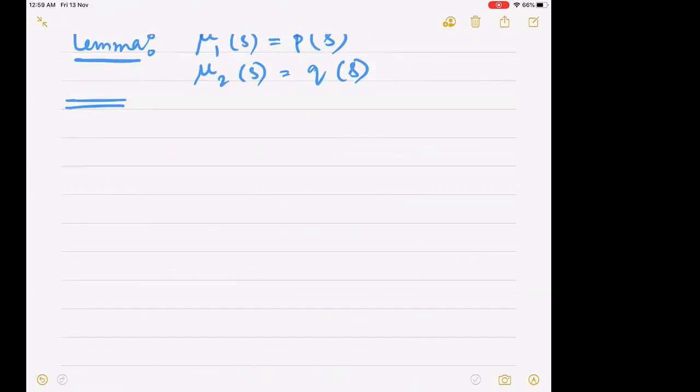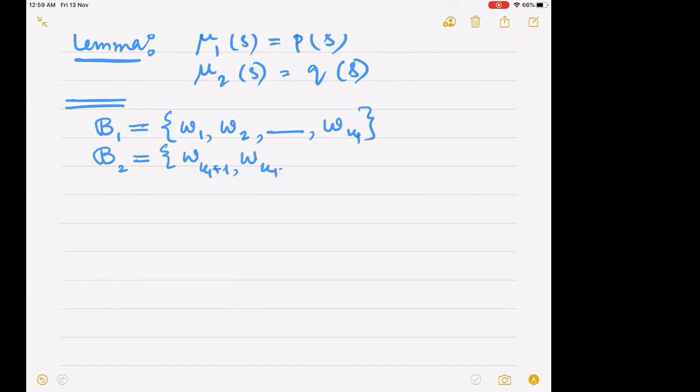Say this basis B1 that we had for W1 is given by w1, w2, up to w_K1, these K1 vectors. Similarly, suppose B2 is given by w_(K1+1), w_(K1+2), up to w_(K1+K2), of course, that is the same as n.